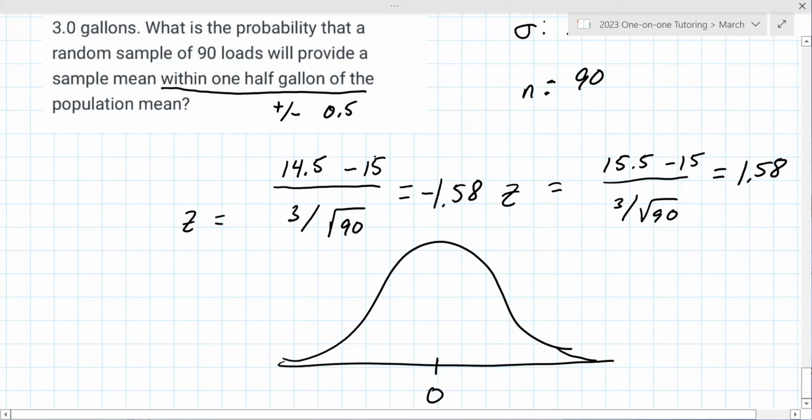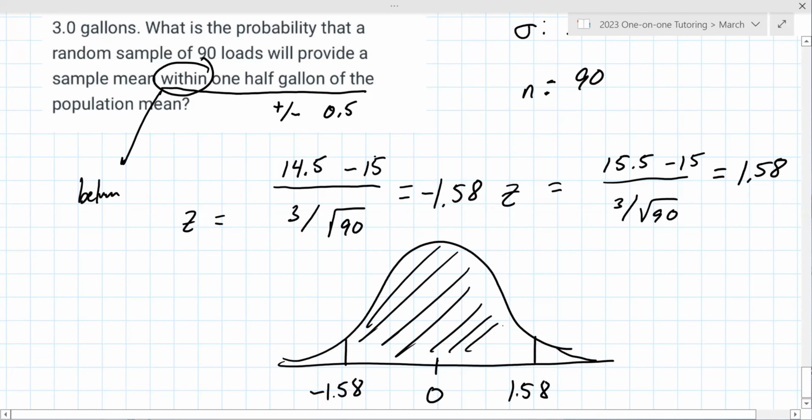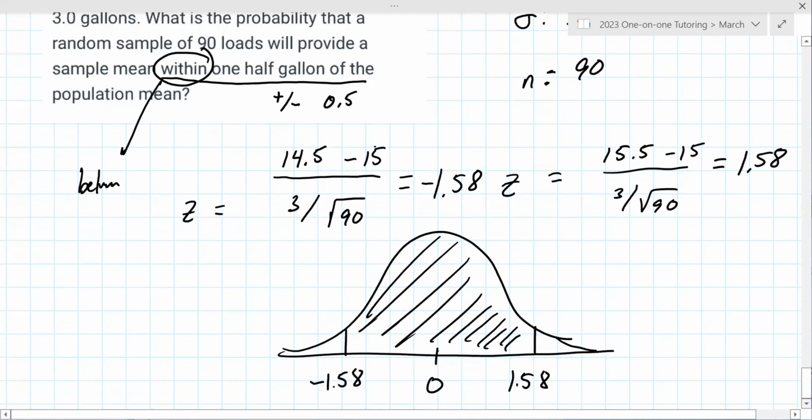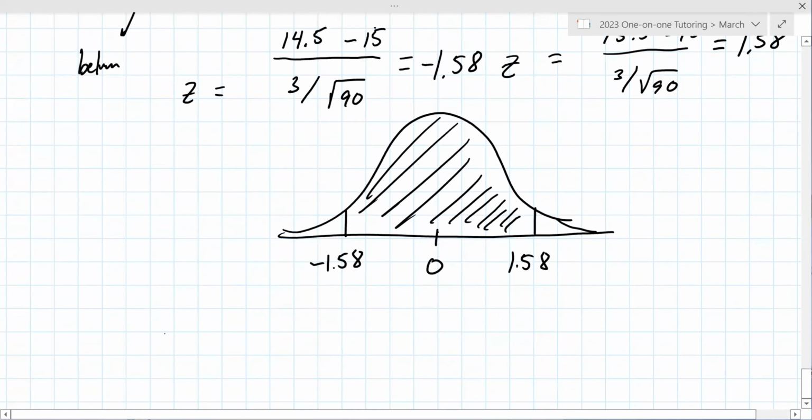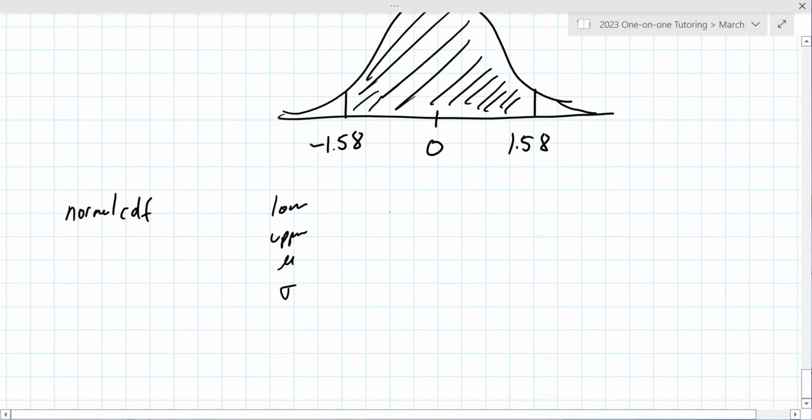On your Z here, mean is 0. Here's minus 1.58. Here's positive 1.58. Since it says within, that means between, so we want the area in between these two numbers. Do you do the normal CDF? Yes, like we've been doing. You need the lower, you need the upper, you need mu, and you need sigma. And you have all of those.